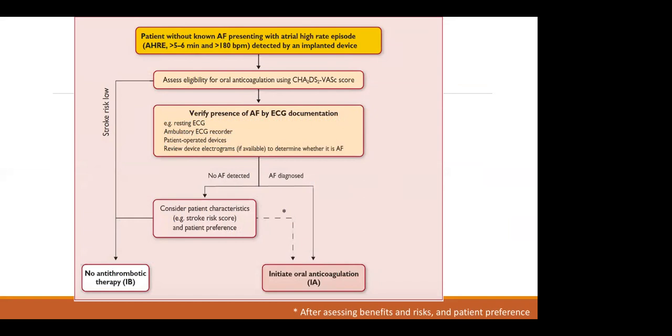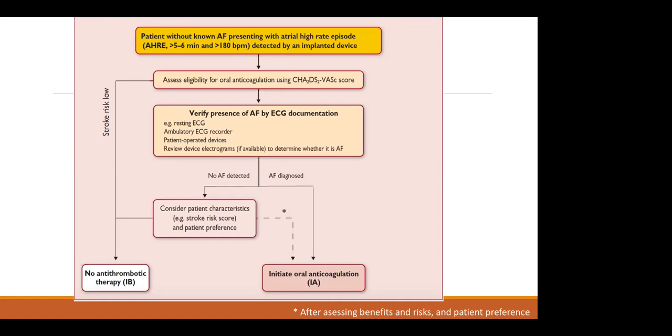Firstly, you should assess whether this patient is eligible for oral anticoagulant or not, whether his CHA2DS2-VASc score is high or not. If it's high and this patient is eligible for oral anticoagulation, this needs more evaluation to verify the presence of AF, either by doing resting ECG, Holter, or reviewing the interrogation and device electrograms carefully to detect atrial fibrillation. If AF is diagnosed, you should definitely start oral anticoagulants.